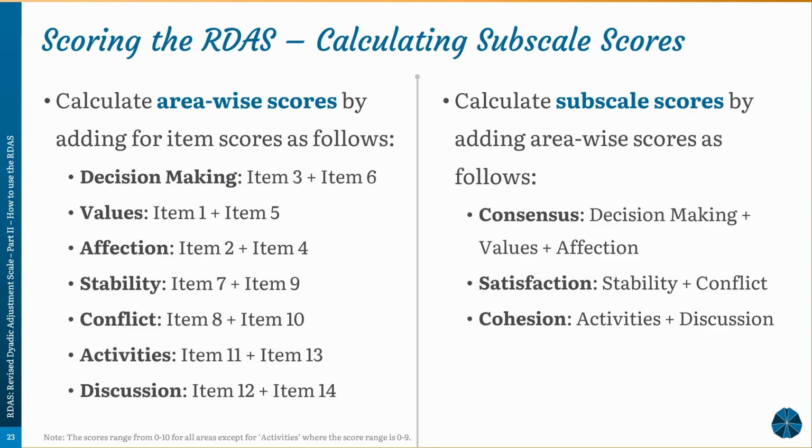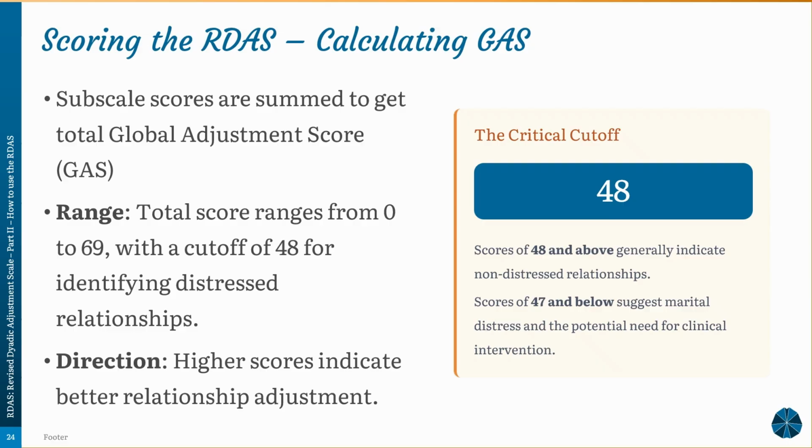Once we have calculated the dimension-wise scores, we can add these to get the subscale scores. For consensus, add the scores for decision making, values, and affection. For satisfaction, add the scores for stability and conflict. For cohesion, add the scores for activities and discussion. Once we have all the subscale scores, we sum them to get the total global adjustment score, which ranges from 0 to 69. Remember, the higher the score, the better the adjustment.